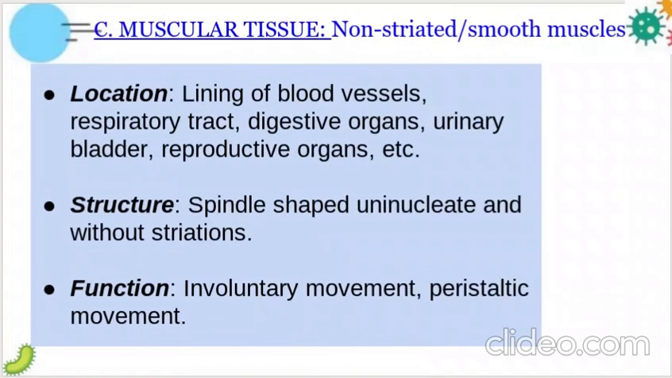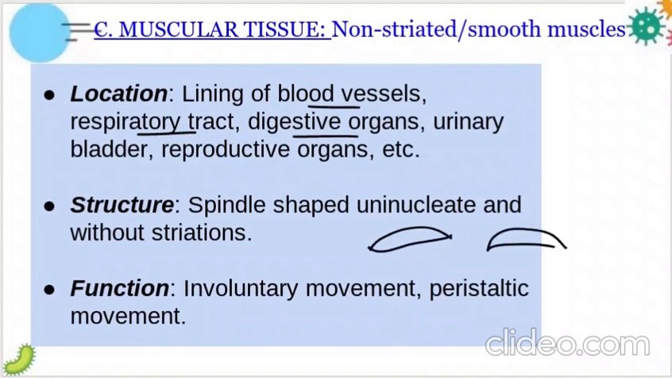Next comes the involuntary muscle, that is non-striated, meaning there are no striations, and it's present as smooth muscles. They are present in the blood vessels, respiratory tract, and digestive organs also, right? So everywhere these are present. They're present in the urinary bladder, in the excretory and reproductive organs also. Now the structure: they're spindle shaped, somewhat like this.